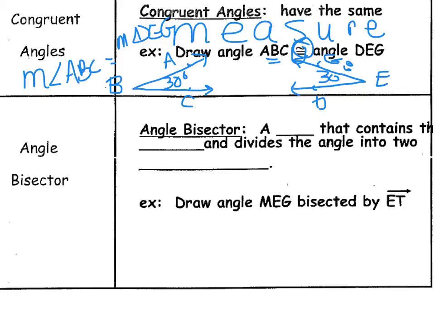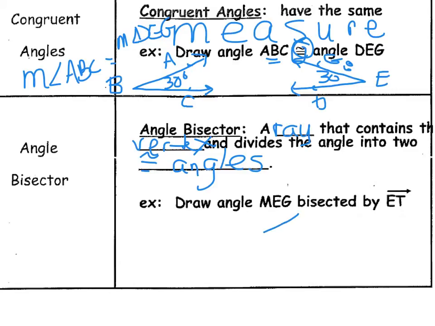Our next vocabulary word is an angle bisector. An angle bisector is a ray that contains the vertex and divides the angle into two congruent angles. Notice I used the symbol for congruent, so write out the word if you're not familiar with that symbol yet. Congruent angles. So we're going to draw angle MEG bisected by ET.